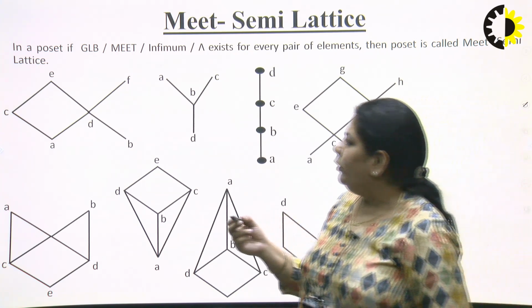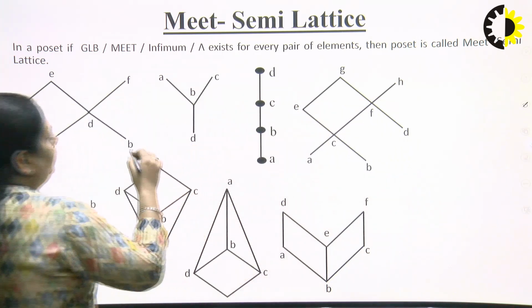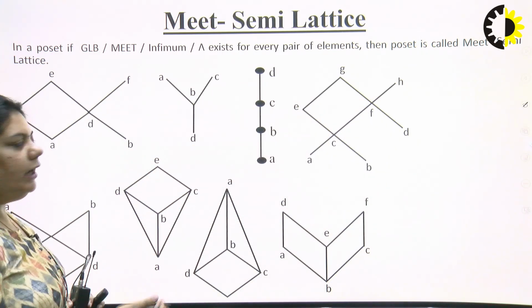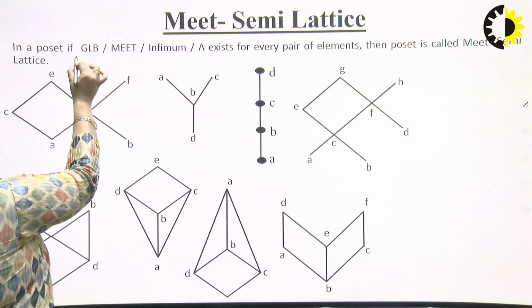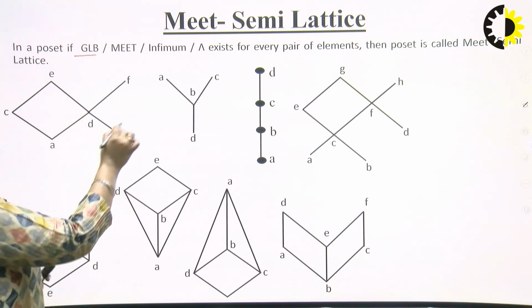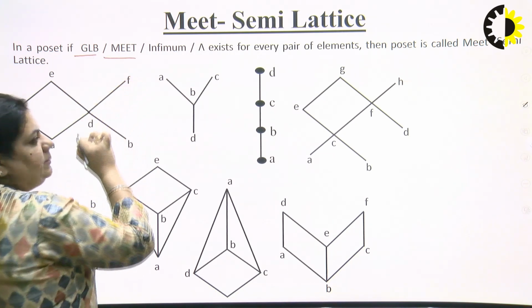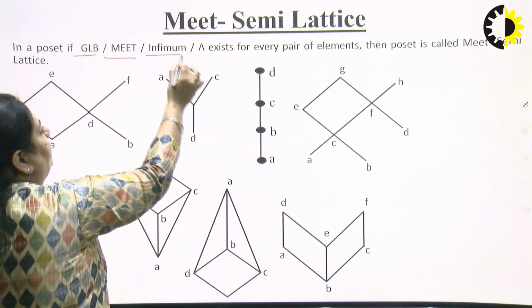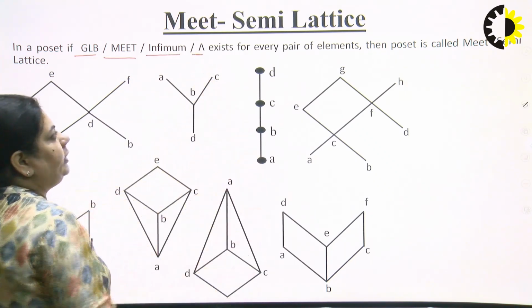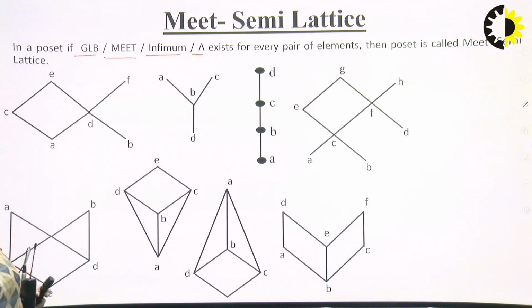For the meet semi-lattice, we have different names, or alternatives: greatest lower bound, meet, or infimum. The ∧ operator can denote the meet operation. What does this meet operation mean?